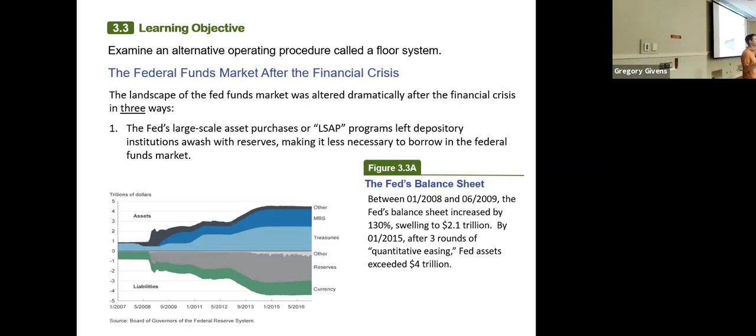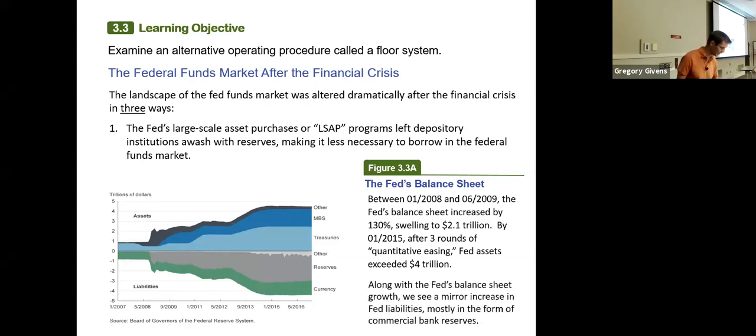QE was not necessarily about lowering interest rates as it was about providing liquidity to certain markets in the economy so that they can continue to function. The drawback or the byproduct of all that was this huge expansion in bank reserves. And so what happens now is that pretty much all banks in the economy are awash with excess reserves. Pre-crisis, remember, excess reserves are scarce on the margin. Post-crisis, everyone has a ton of excess reserves. That changes the way the federal funds market is going to play out.